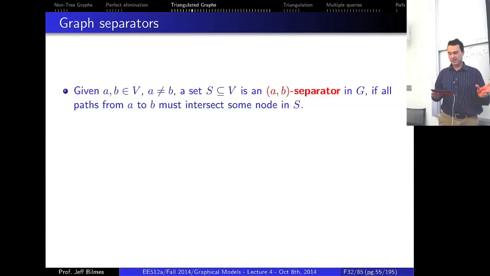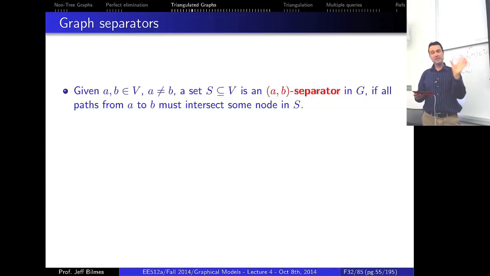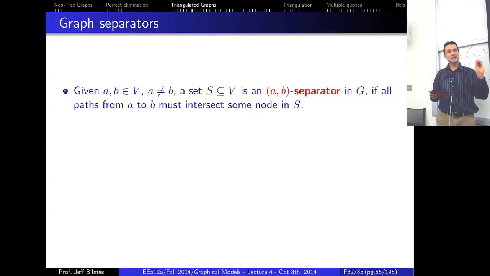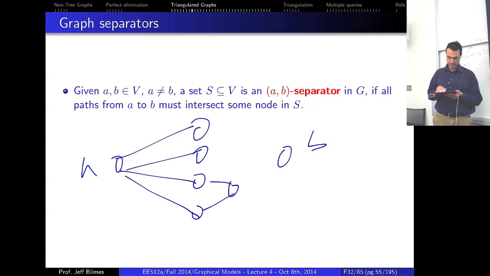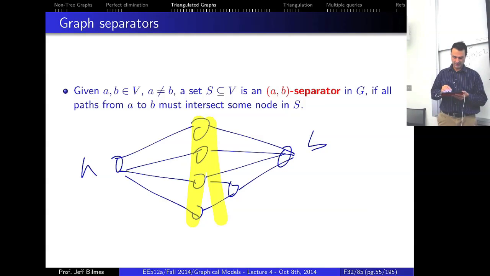First of all, what is an A-B separator? So we have two vertices, A and B. A set S is called an A-B separator if all paths from A to B go through S. So the rough picture: let's say here's a graph, and here's A, and here's B. So that means that this set is a separator.